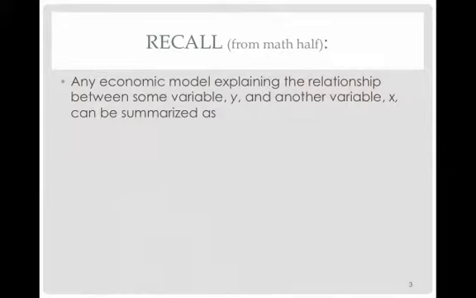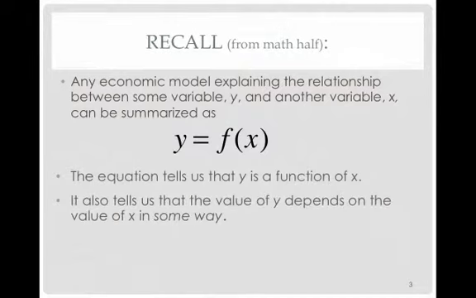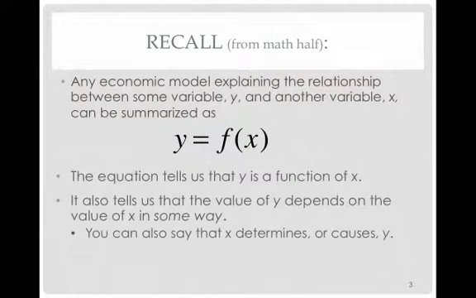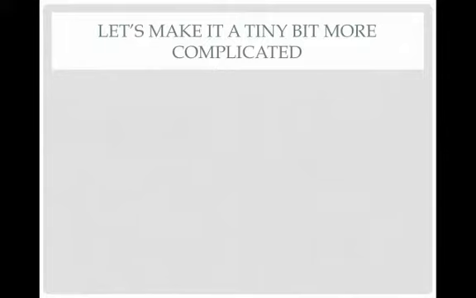So I took this right from one of Christina's earlier PowerPoints. Any economic model explaining the relationship between some variable y and another variable x can be summarized as y equals f of x. The equation tells us that y is a function of x. It also tells us that the value of y depends on the value of x in some way. You can also say that x determines or causes y. It's a very simple model. Turns out it's really useful.